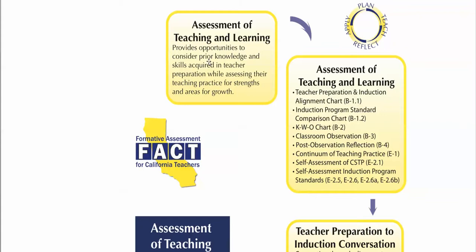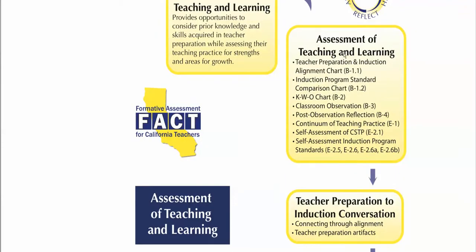So the assessment of teaching and learning really allows you to look at your prior knowledge about who you are as a teacher, what you did in your preliminary credential courses. And then it allows you to assess your current practices, identifying areas of strength and identifying areas that you would like to grow in. You can see all of the different documents here. You have B11, B12, B2 through 4, and then all of the other supporting documents that you're going to use in the module.